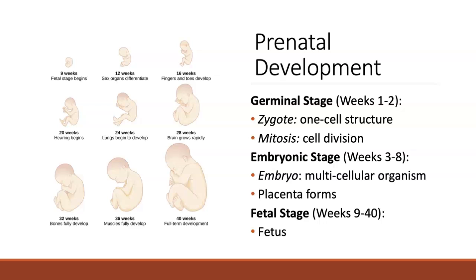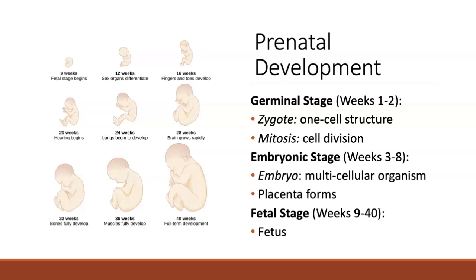Once that zygote has fully implanted itself into the wall of the uterus, we now enter the embryonic stage. So in those first 2 weeks, the cell is dividing, it's becoming more specialized, forming organs and body parts, and then once it's implanted itself into the wall of the uterus, we're now in the embryonic stage. So at this point, it is now a multicellular organism. It's more than one cell, so it's no longer called a zygote, it is now called an embryo.